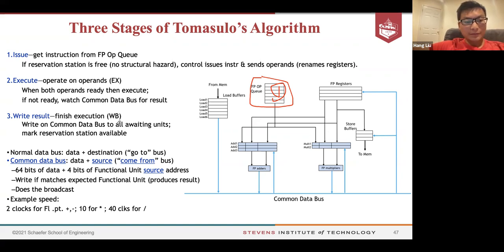A normal data bus is the data bus plus the destination. The common data bus is the data bus plus the source, where it came from, right? So this is very different. The common data bus is for broadcast, while a normal data bus is for where the destination should go.